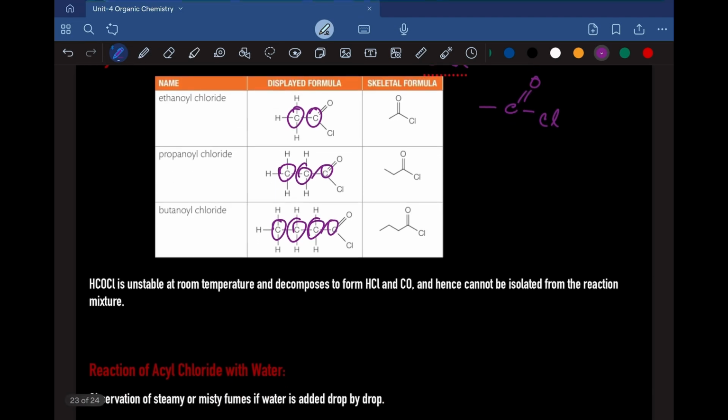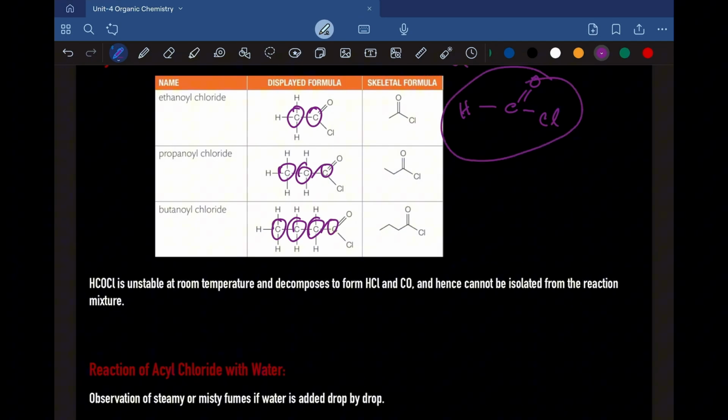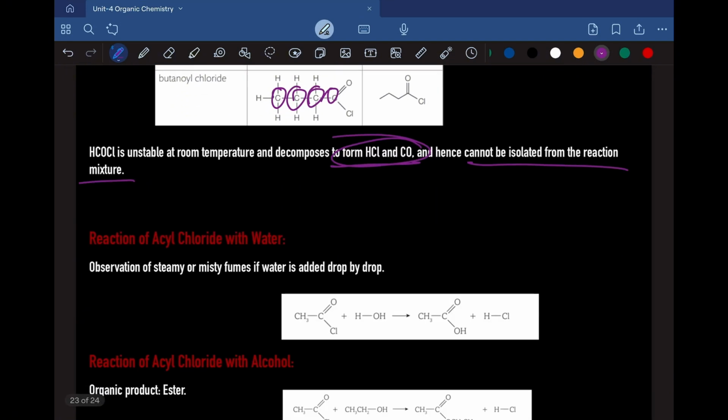But this COCl, if there is a hydrogen right here, is unstable at room temperature. This particular thing, HCOCl, is unstable at room temperature, and it will decompose to form HCl and carbon monoxide, and hence cannot be isolated from the reaction mixture. So basically it doesn't form. So this starts from ethanoyl chloride, not methanoyl chloride, because methanoyl chloride decomposes to form HCl and CO. So acyl chlorides always start from ethanoyl chloride.